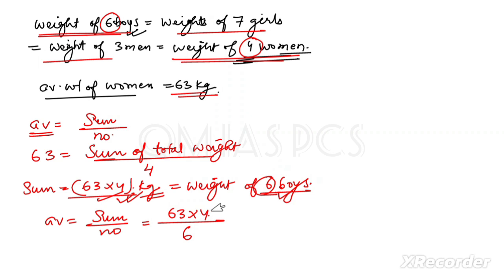So when you divide 4 by 2, it will be 2, and 6 divided by 2 is 3. When you divide 63 by 3, it will be 21. Then we will have 21 multiplied by 2, and that is 42 kg. So this is our average weight of boys. This question is from UPSC 2024.